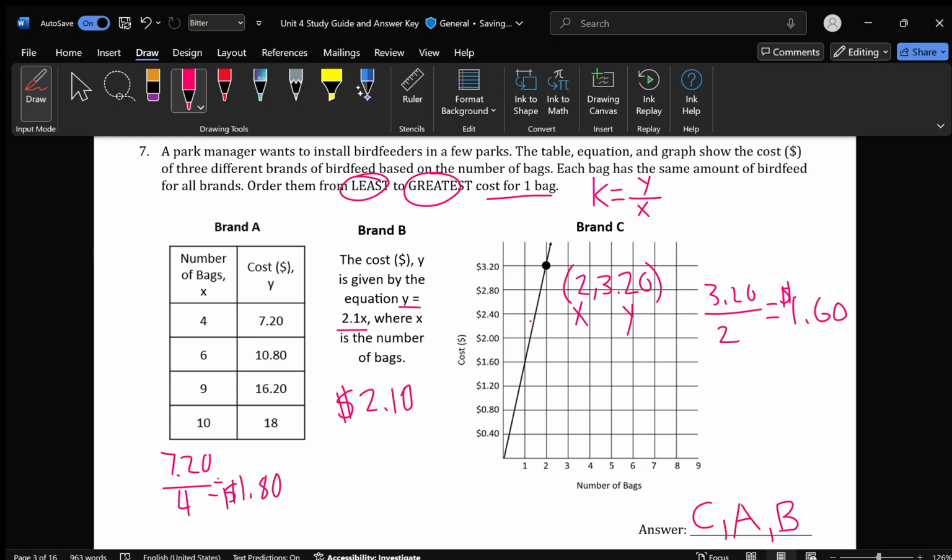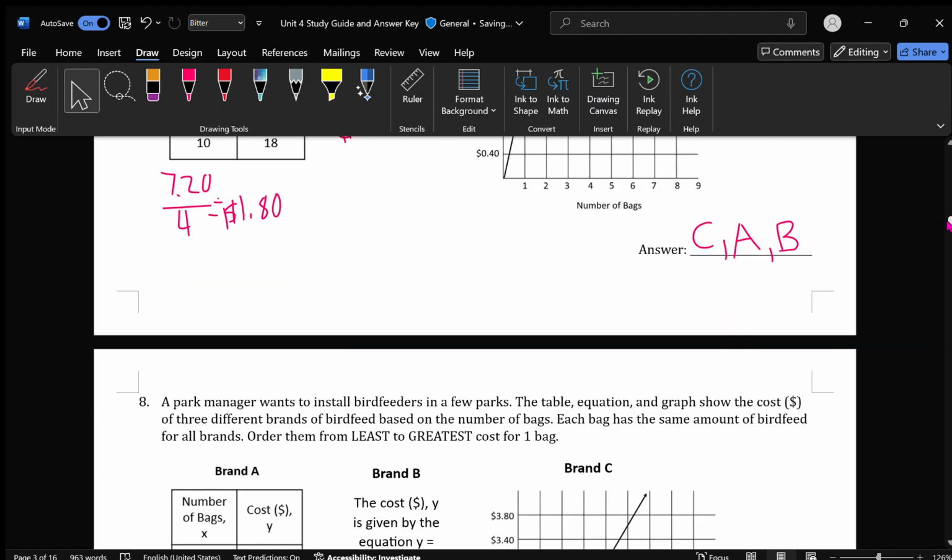If you would like to try number 8, you are more than welcome to pause the video and try number 8.